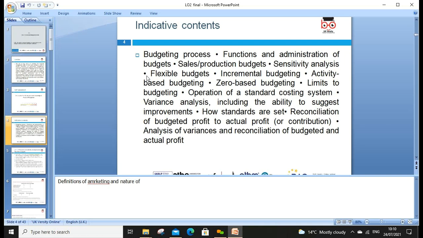sales and production budget, sensitivity analysis, flex budget, incremental budget, activity-based budget, zero-based budget, limits to budgeting, operation of standard costing, variance, ability to suggest improvement, how standards are set, and reconciliation of budget contribution and reconciliation of budgeted and actual profit. All will be in our discussion. Any question? No, it's fine.